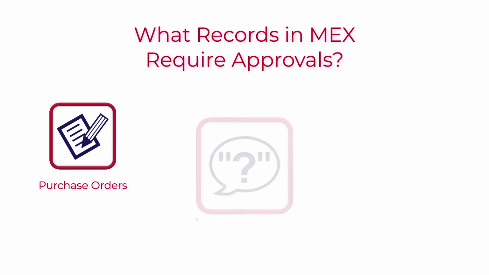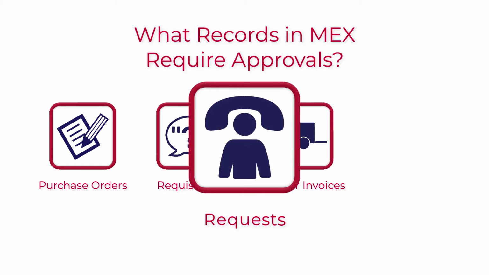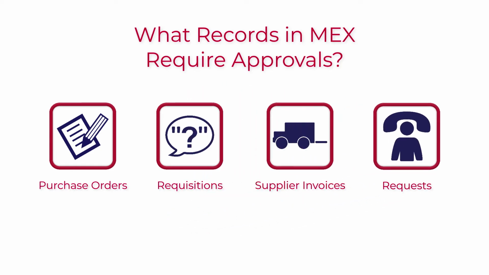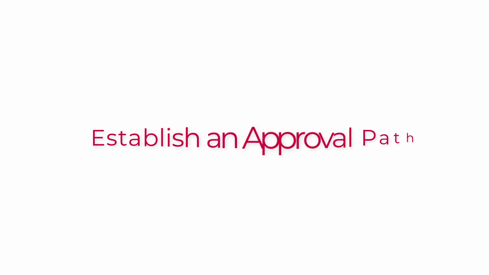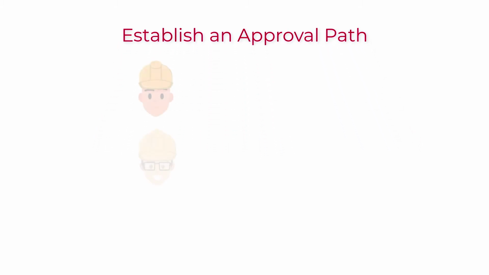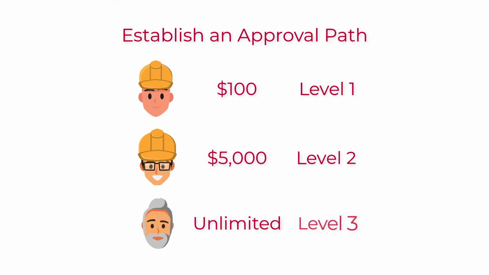Purchase orders, requisitions, supplier invoices, and requests all have the functionality to require an approval in MEX. To manage these approvals, we need to establish an approval path consisting of a list of individuals, their approval limits, and succession levels. That is, who do we turn to next if an approval limit is reached?